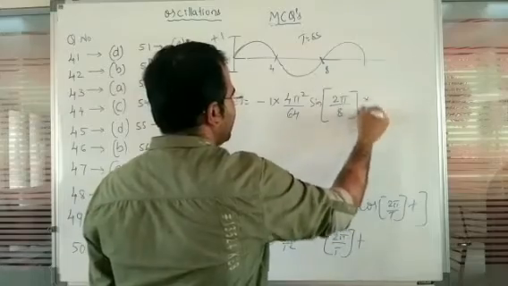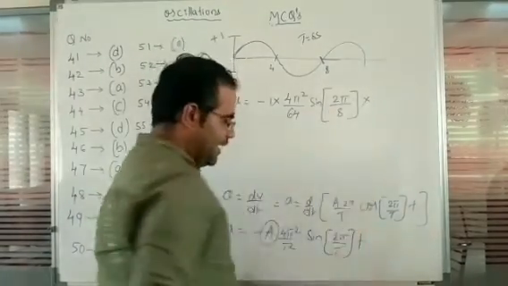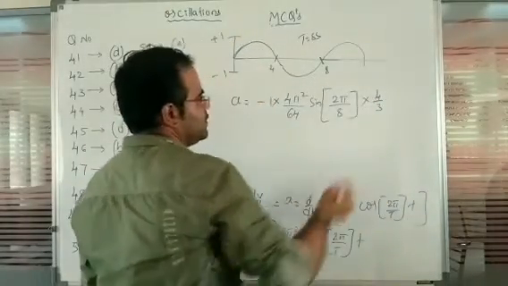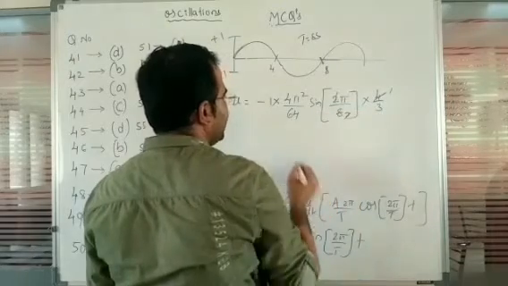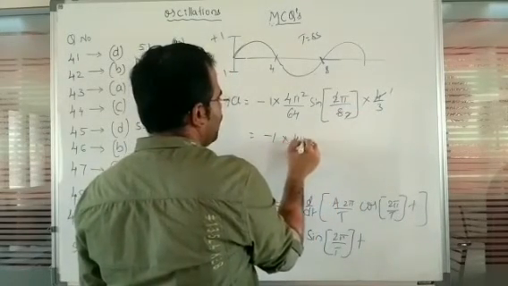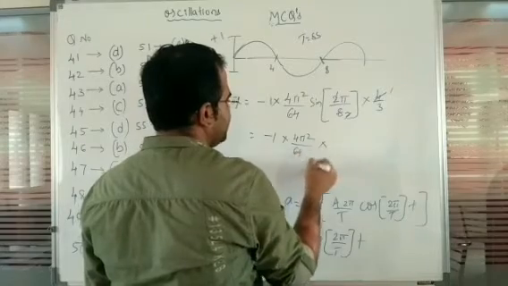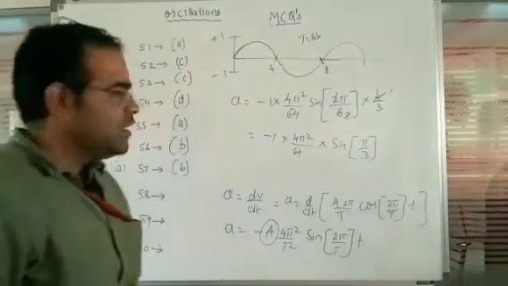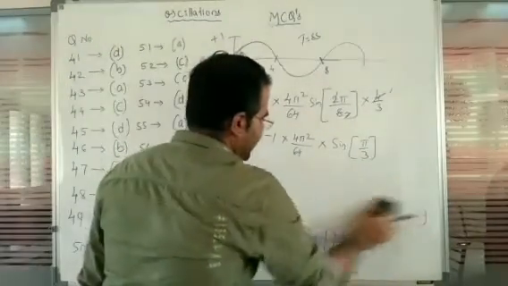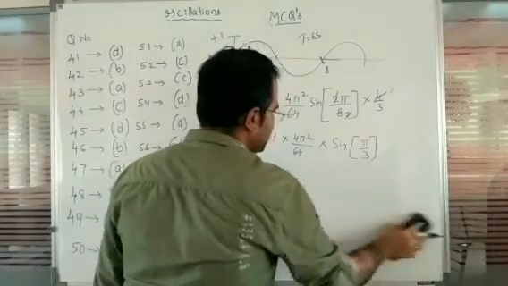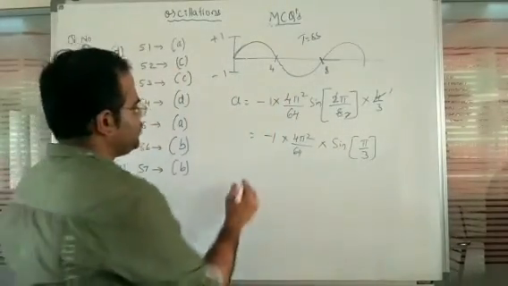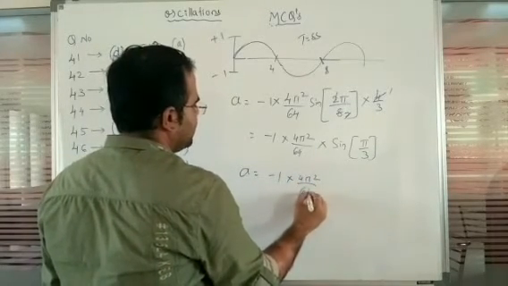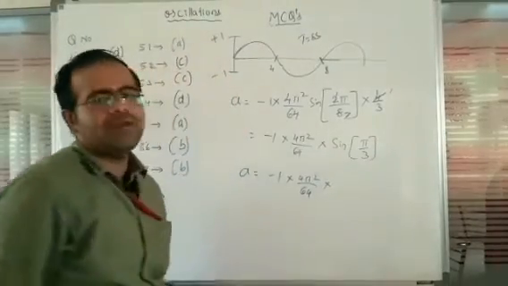2 pi divided by 8 into the time interval, which is given as small t. This is 4 divided by 3 here. So 4 ones are, and these two will get cancelled. Minus 1 into 4 pi square divided by 64 into sine of pi divided by 3. Now again we will make a further simplification. So acceleration a is equal to minus 1 into 4 pi square divided by 64 into sine of pi by 3.